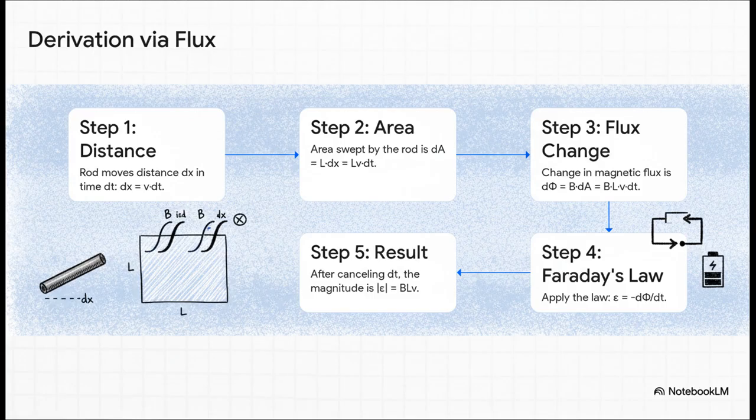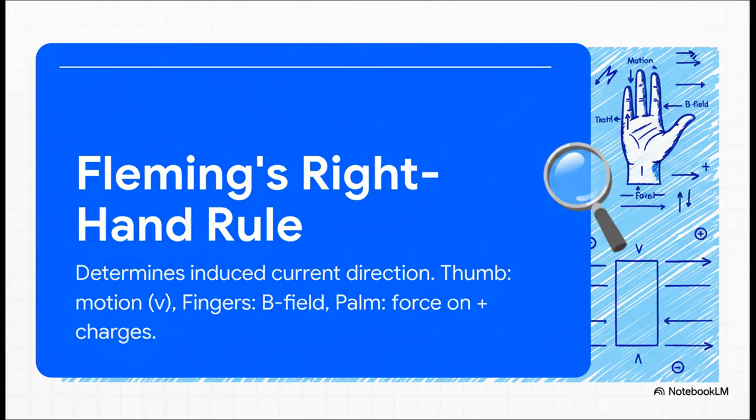And would you look at that? The dt on the top and the dt on the bottom cancel out perfectly. We're left with this beautiful, simple result. The EMF is just B times L times v. Done.